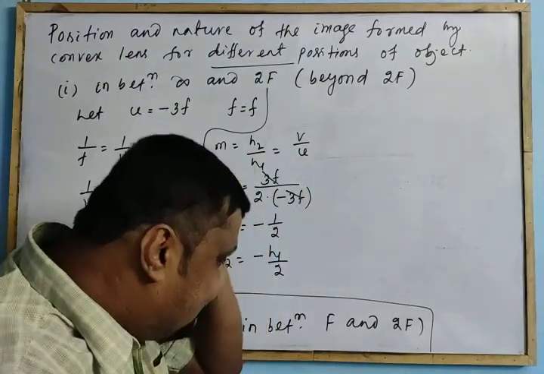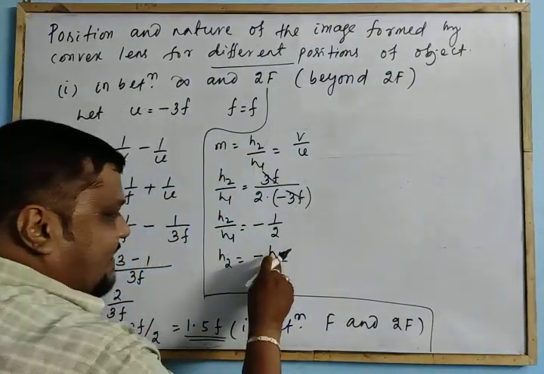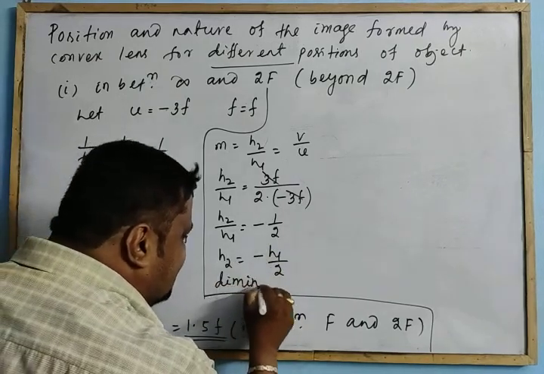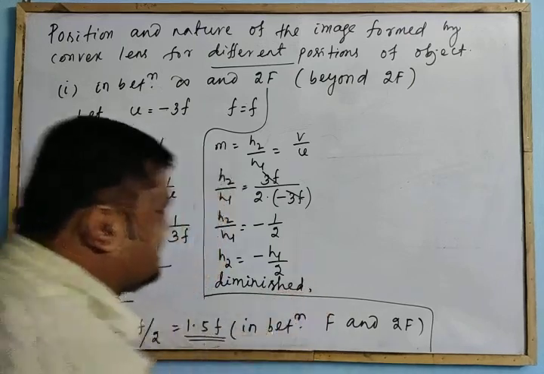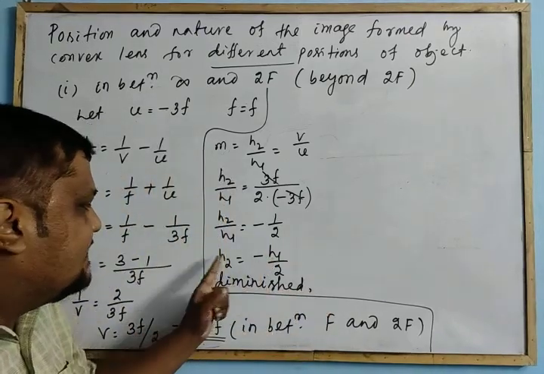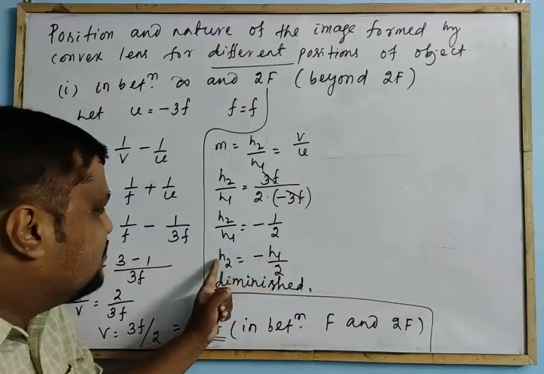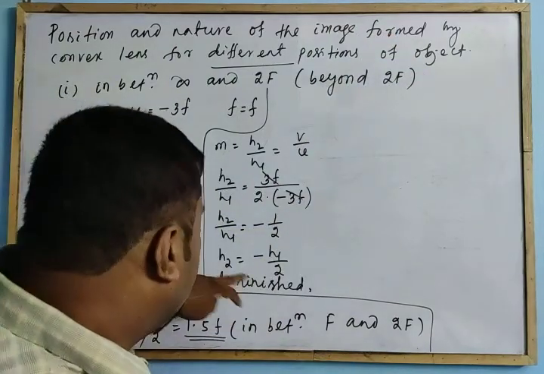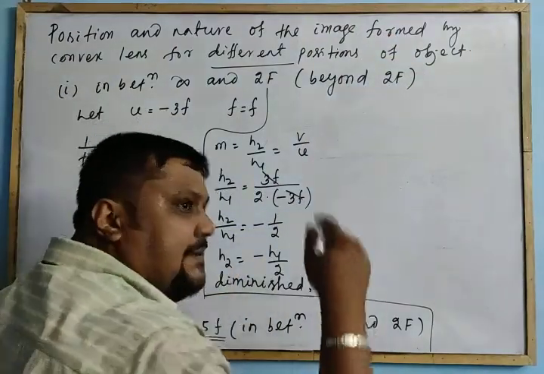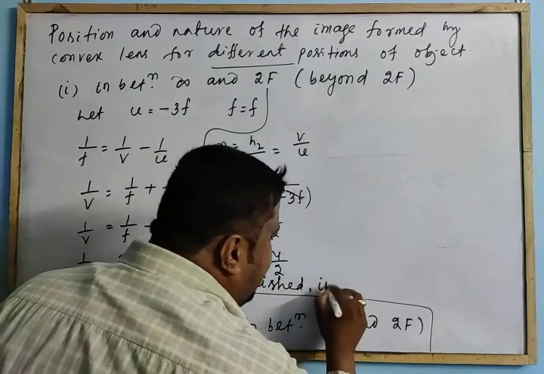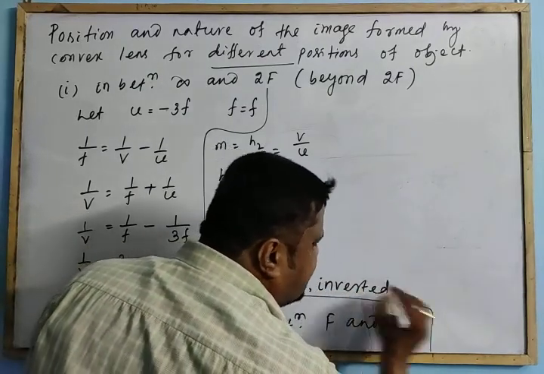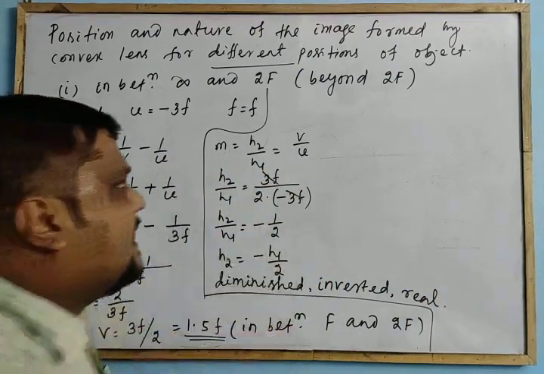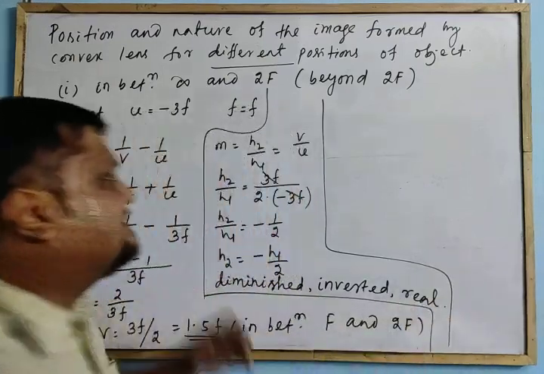What it means? As you see here, h2 is half of h1, which means you can say it is diminished. Next, if h1 is plus, then h2 is minus of this. Means if h1 is above the principal axis, the image will be below. So below means diminished and inverted. And obviously this should be a real image, means one is on the left side and the other is on the other side. So we can say these are the cases we can find.